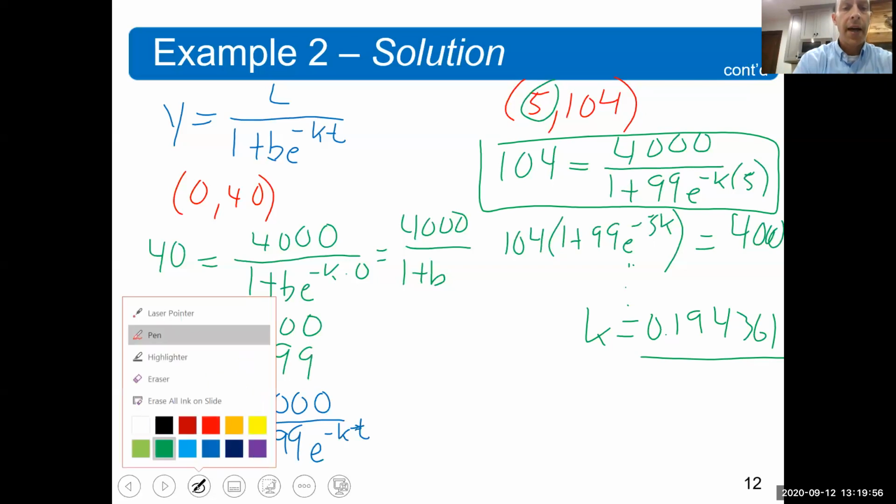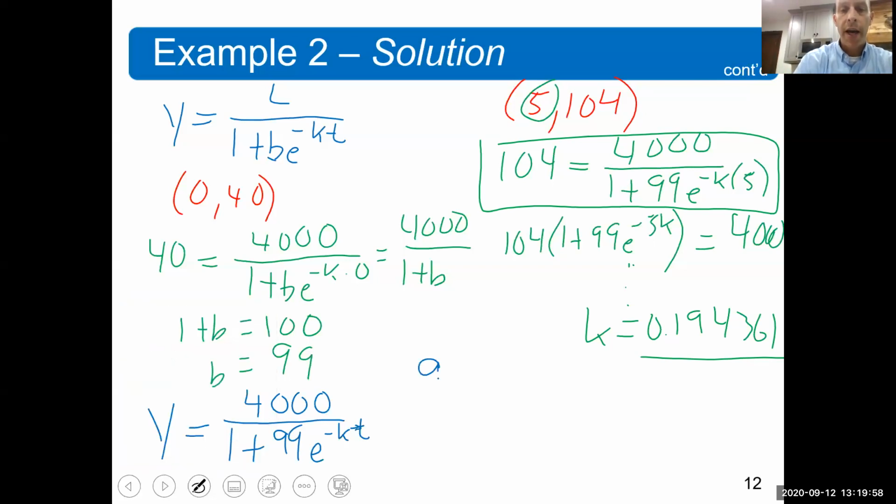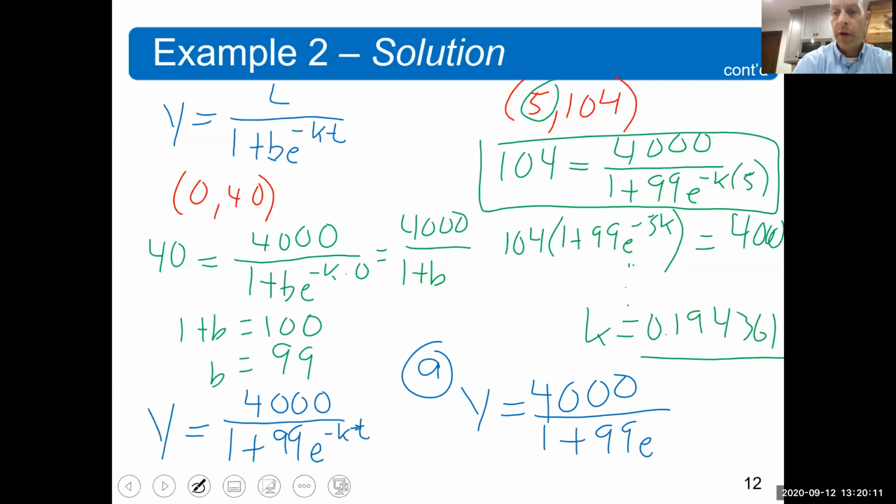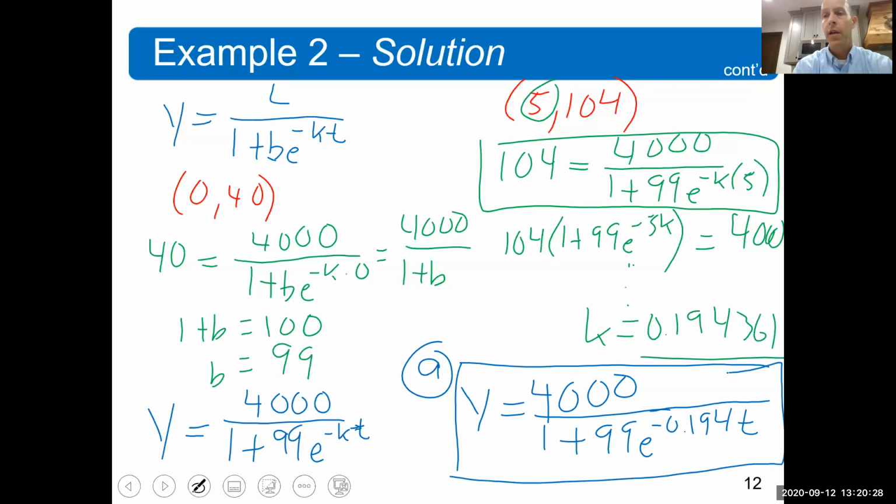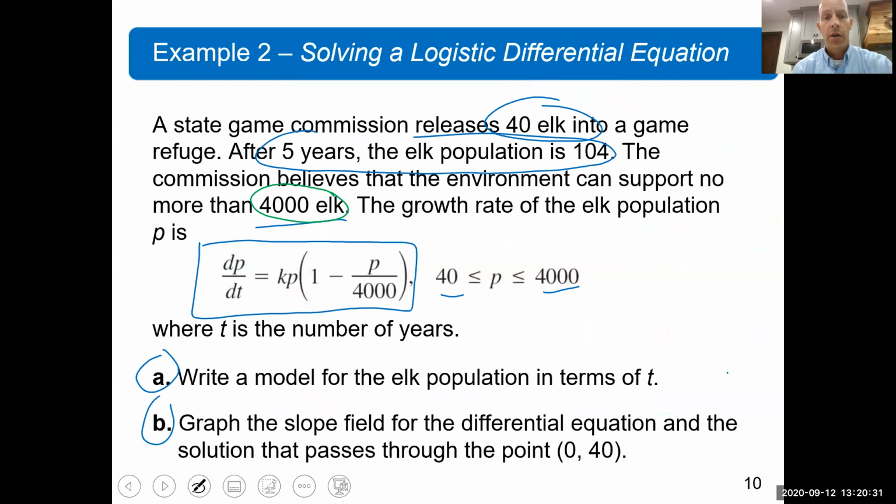All right, so now that tells us the answer to question A is y equals 4,000 over 1 plus 99 e to the negative 0.194, and I'm going to abbreviate it here, t. Now don't forget the negative there. There is a negative in front of this, so we need the negative. So there's our answer for question A. This is the model now that we can use to answer the rest of the questions. So question A is done.